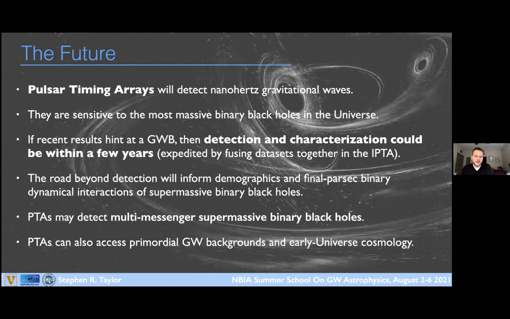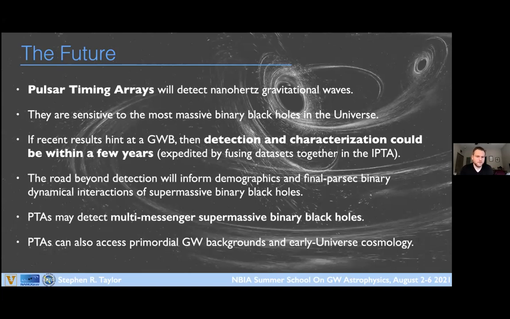So I'll finish by saying that PTAs are on track to detect nanohertz gravitational waves in the next few years. And they're sensitive to the most massive compact objects in the universe. These are supermassive binary black holes. And if recent results from NANOGrav and the PPTA and other PTAs hold water, then detection and characterization of the cross correlations, which is the definitive marker of detection, will follow within the next few years.